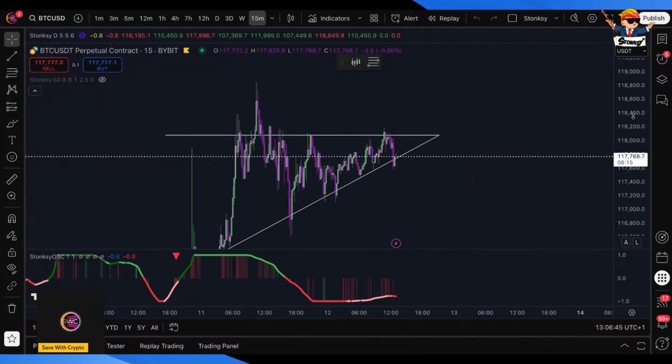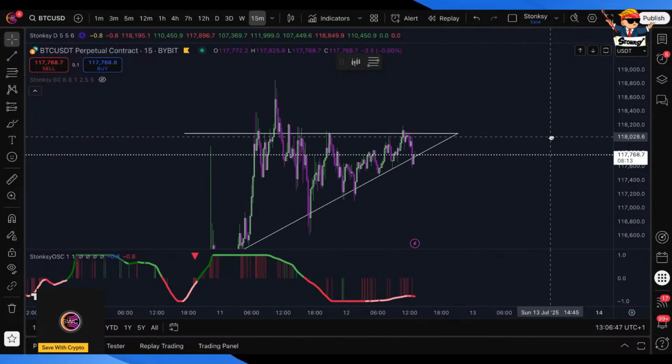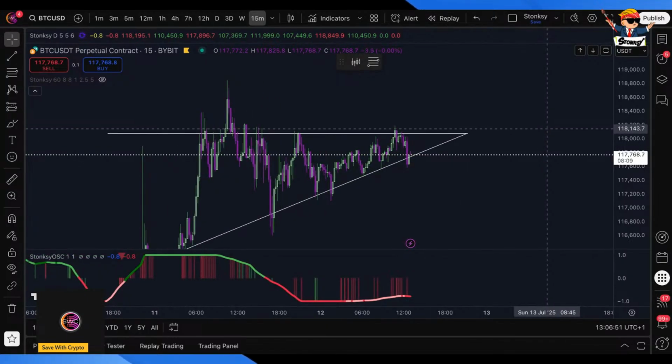So we're looking at Bitcoin here, and before I get into the oscillator, I'm just going to talk about this triangle. This is, I think, what they call an ascending triangle pattern. A lot of people aren't massively into triangles and patterns, but there are a few that I think do play out pretty well.